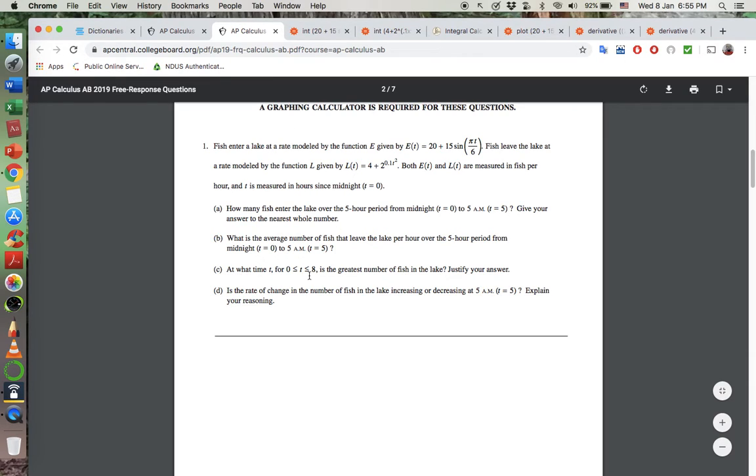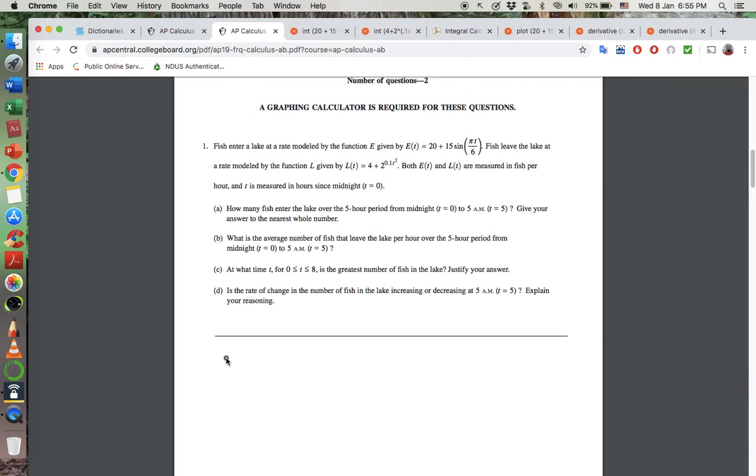At what time t between midnight and 8 a.m. is the greatest number of fish in the lake? And so the real challenge of this problem, since we have technology available for the real heart, the mathematical processing, is just figuring out what techniques to use. Well, what does this mean? At what time is the number of fish in the lake the greatest?